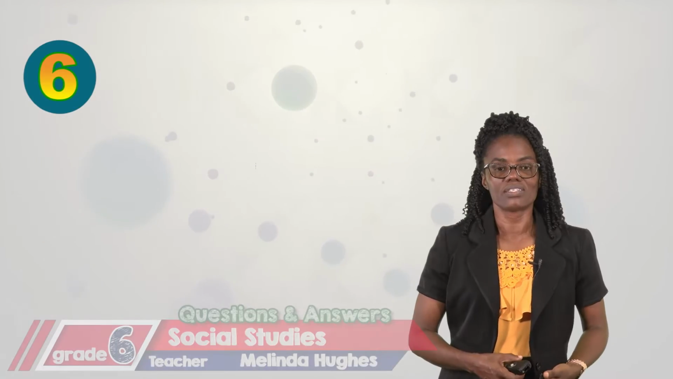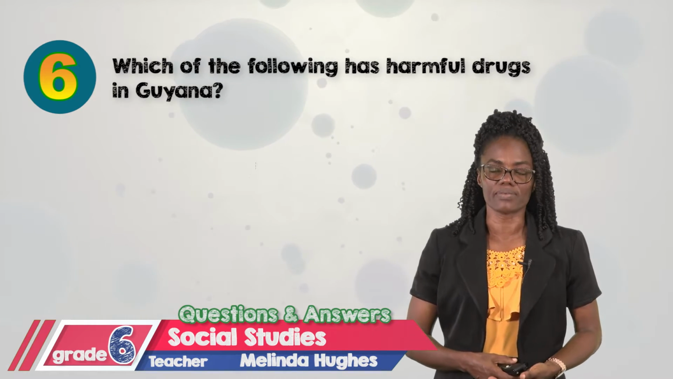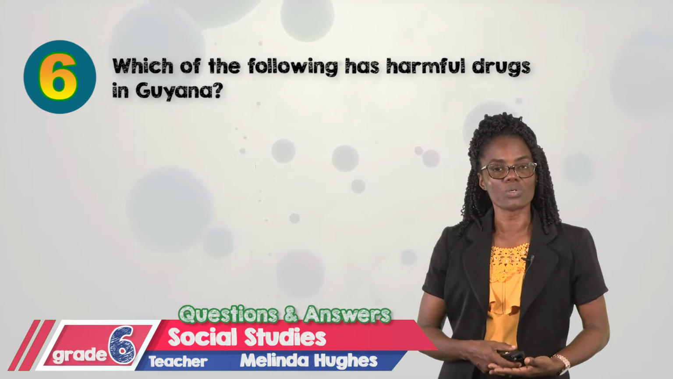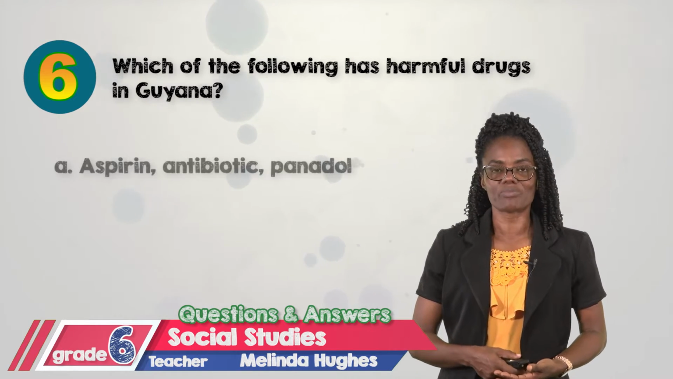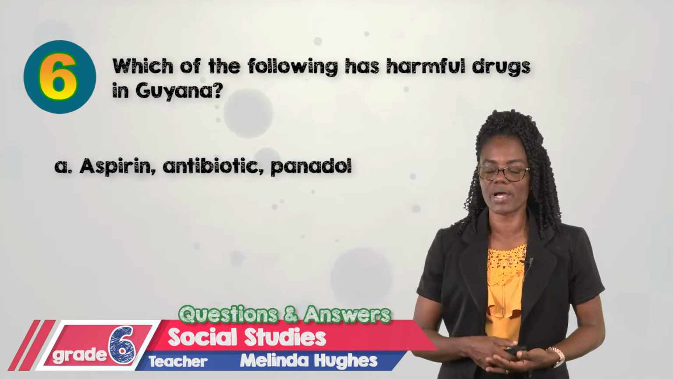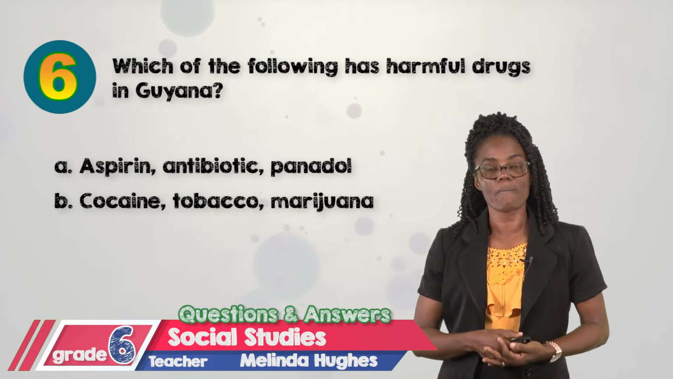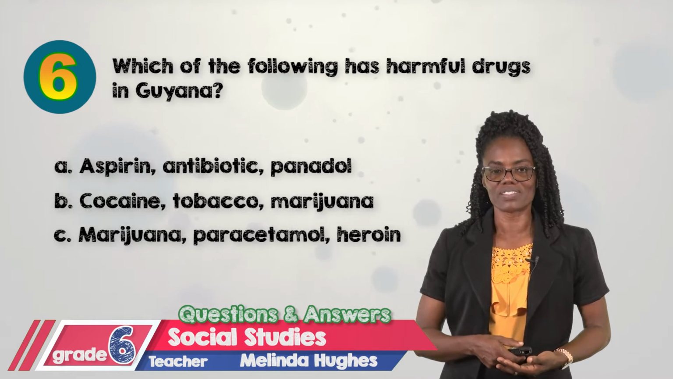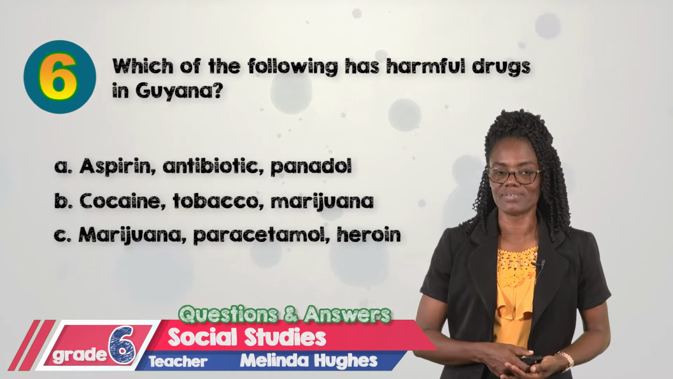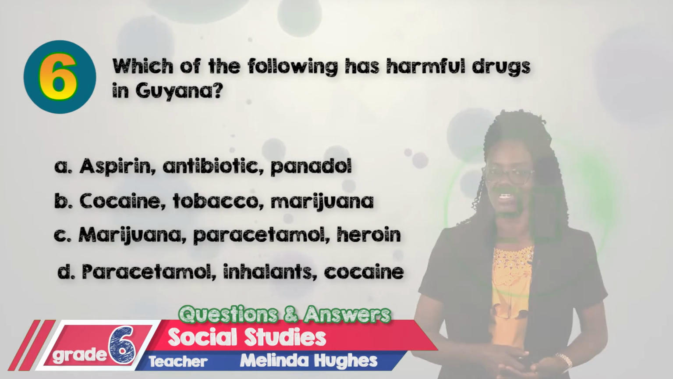Question 6. Which of the following has harmful drugs in Guyana? A, aspirin, antibiotic, Panadol. B, cocaine, tobacco, marijuana. C, marijuana, paracetamol, heroin. D, paracetamol, inhalants, cocaine.